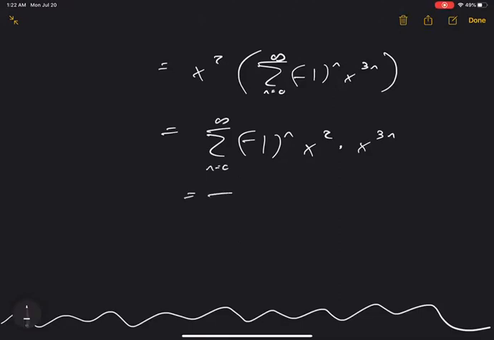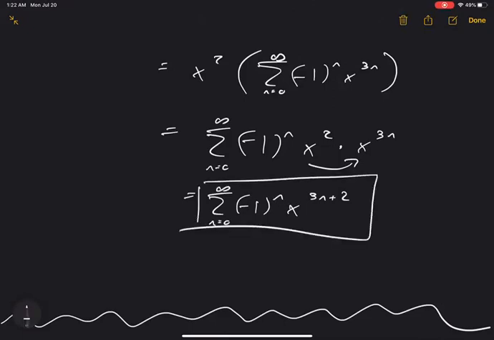Now I just need to combine this x squared with this x to the 3n. How could I rewrite that? That's the same as x to the 3n plus 2. And this is about as simple as I can make my series, so I would stop right there for writing the series. That would be my series.